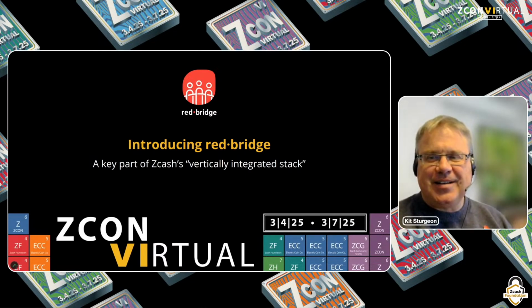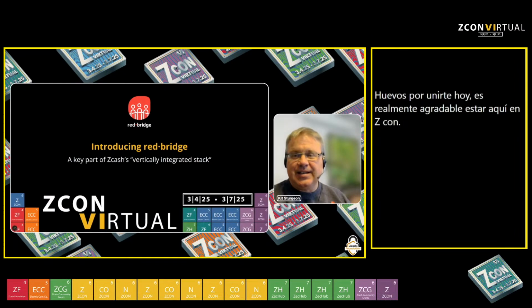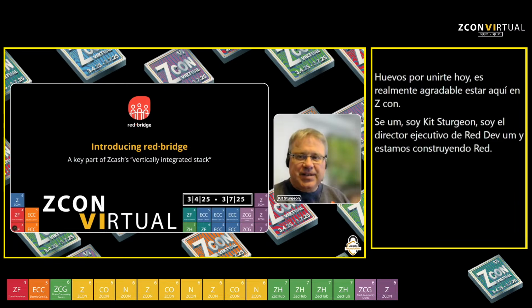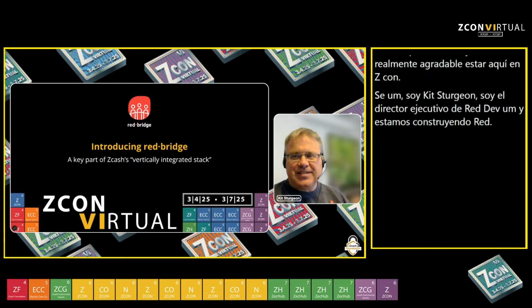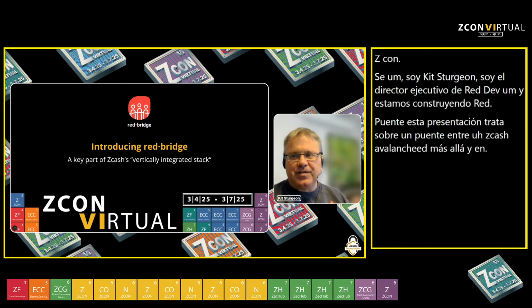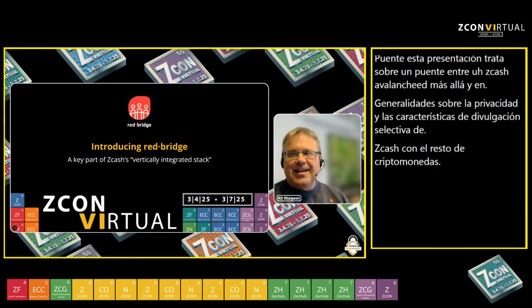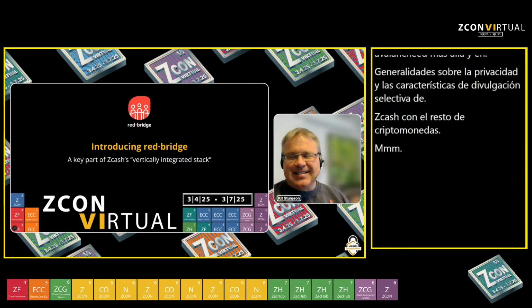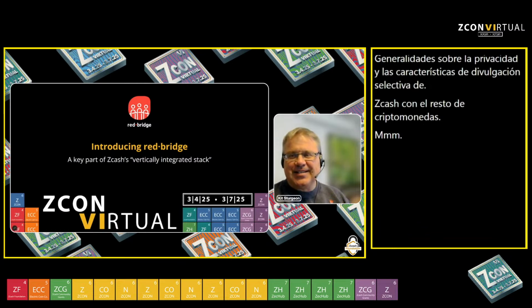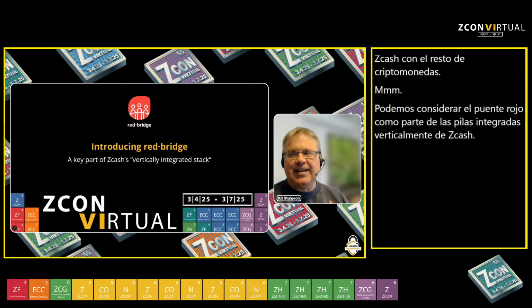I'm Kit Sturgeon. I'm the CEO of RedDev, and we are building RedBridge. This presentation is about a bridge between Zcash, Avalanche, and beyond, and in general, sharing the privacy and selective disclosure features of Zcash with the rest of crypto. We consider RedBridge part of Zcash's vertically integrated stack, with of course, Zebra at the core, and we hope this tool is really useful to everybody.